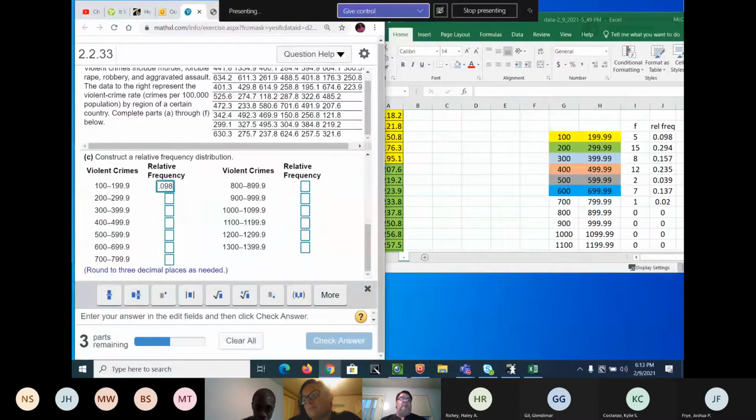0.098. Next one is 0.294. Next one is 0.157. Next one is 0.235. Next one is 0.039. Next one is 0.137. Next one is 0.020. I'll do these for you.